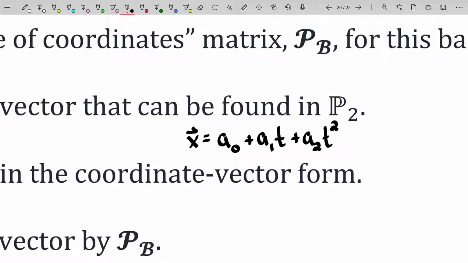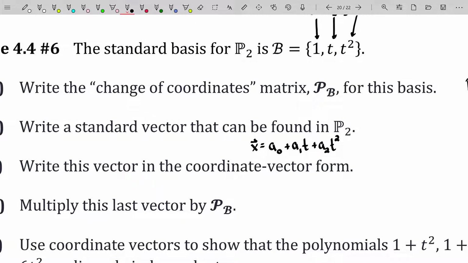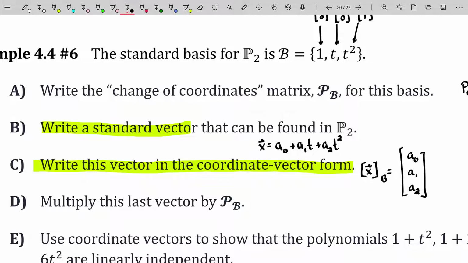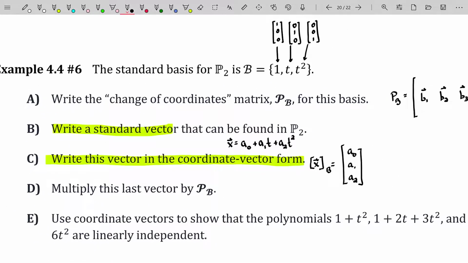Notice I'm not using matrix notation or vector notation there, like a column vector notation, because they're asking for a standard vector from that set. Now in part C, they're saying write that in coordinate vector form. And again, if you've been watching my videos in this series, you should notice that this is exactly the same as a previous example up to a certain point.